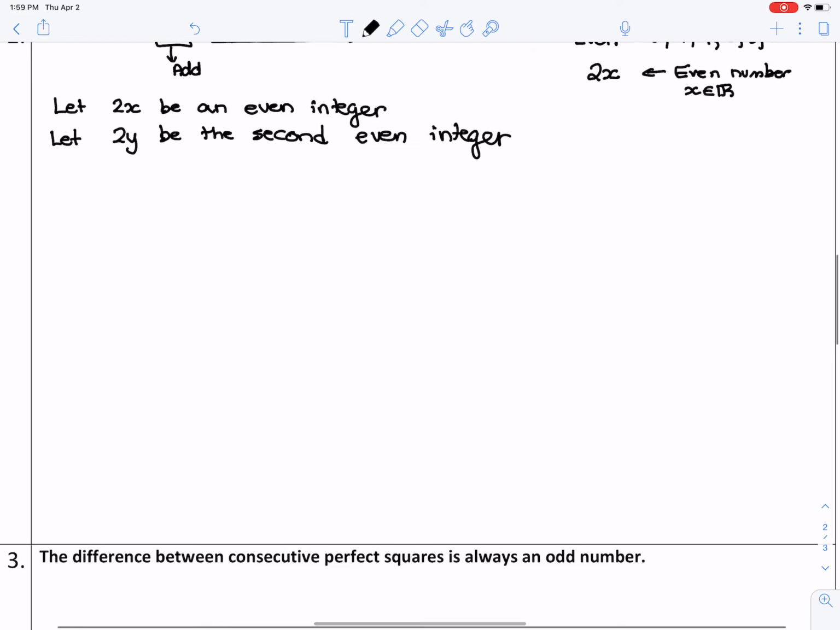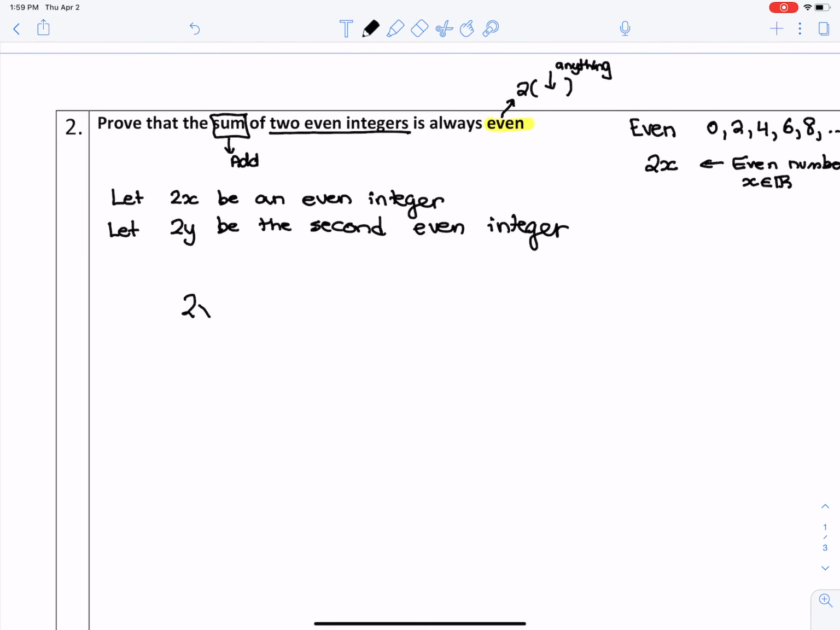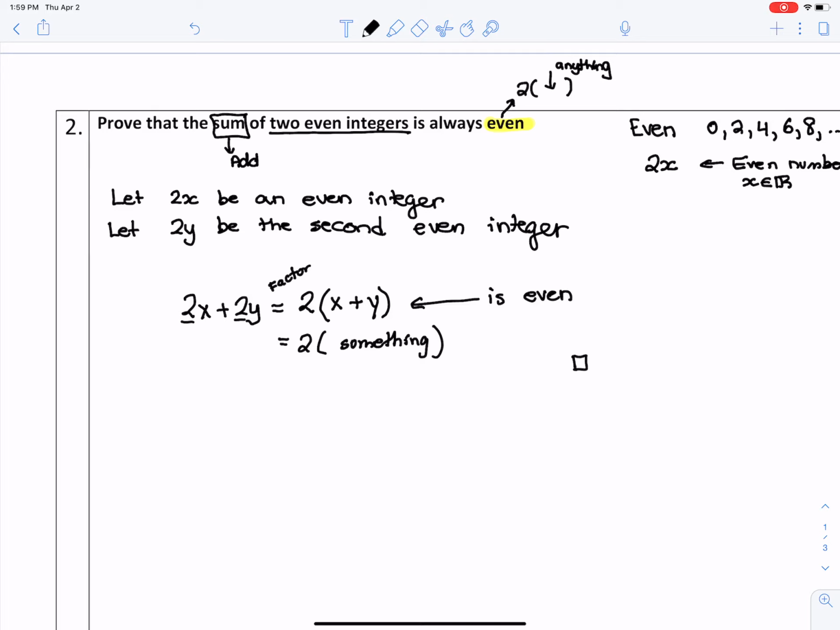Okay, so I need to take the sum of my two numbers, 2x plus 2y, and this is equal to 2, and now they both have a common 2 in it, so I'm going to factor it out, and I'm left with 2x divided by 2 is x, 2y divided by 2 is y, and you can see that this is in the format 2 times something, which means this result is even. And then we're done. We've shown that the result is always going to be even.